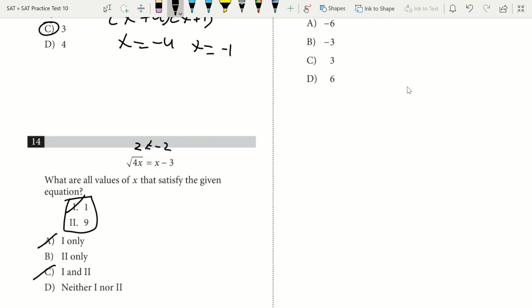Now I plug in 2. It has 9. 9 times 4 is 36. The square root of 36 is 6. And does that equal 9 minus 3? Yes, it does. 6 equals 6. So my answer is going to be 2 only, which is choice B.